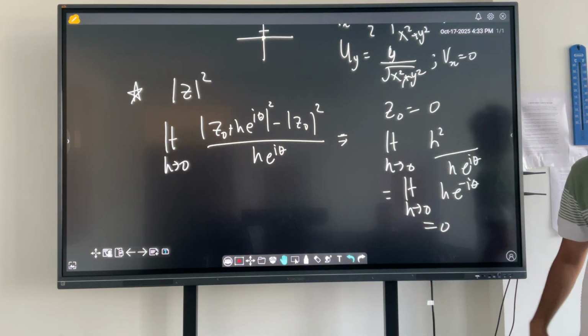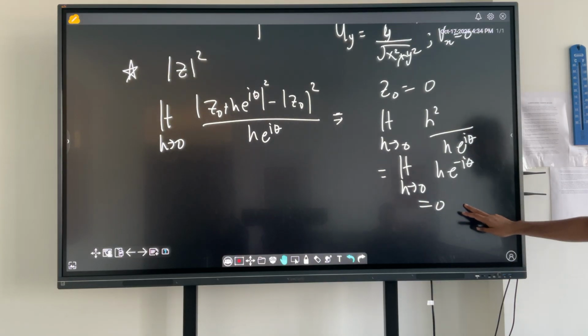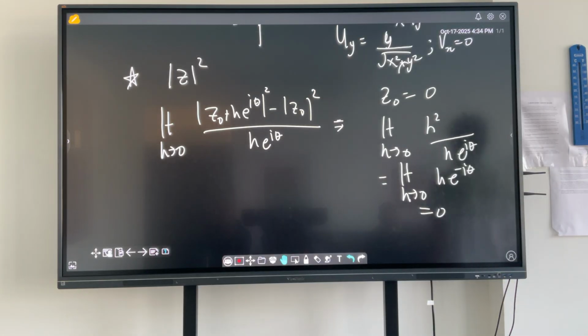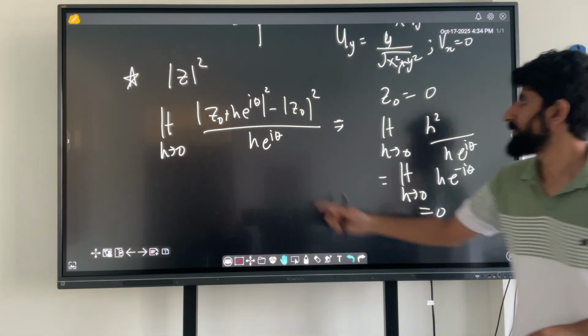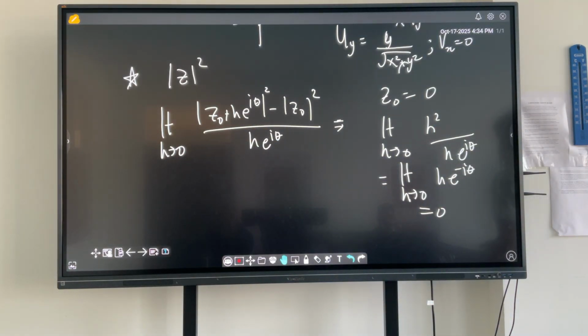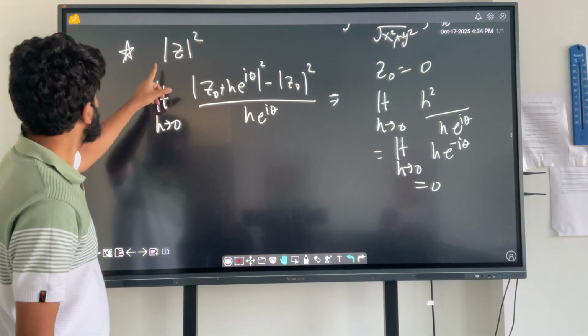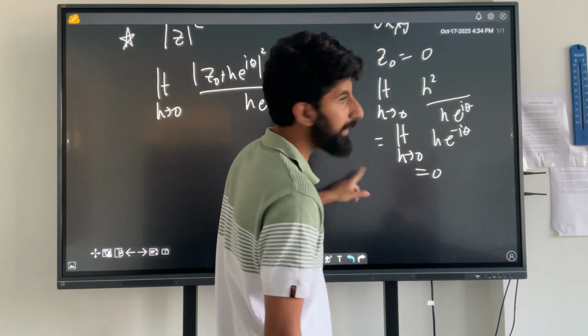Yes, it is. It is independent of theta, right? So that means this thing is what? Complex differentiable. At what? At z equal to 0. This thing is complex differentiable at z equal to 0. Good. So mod z square is complex differentiable at z equal to 0.